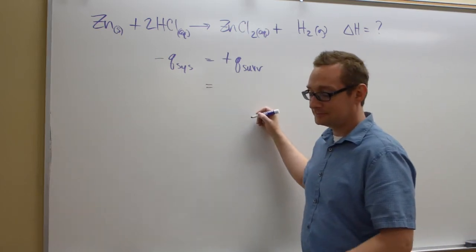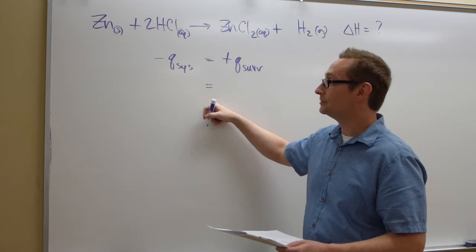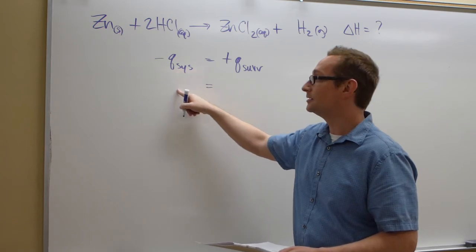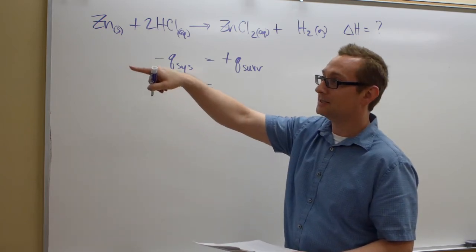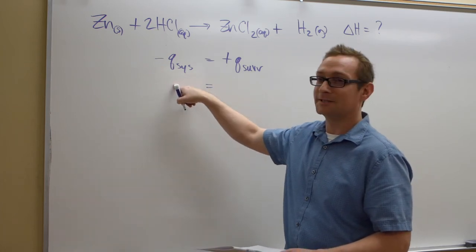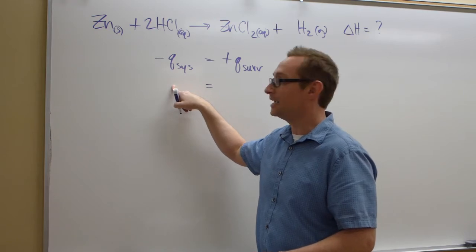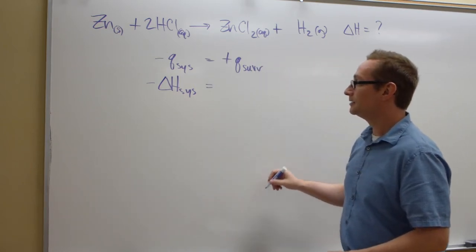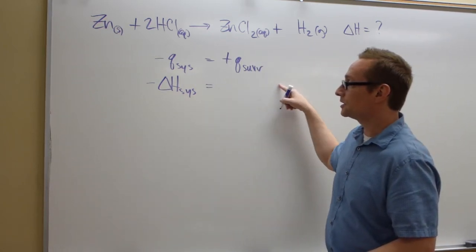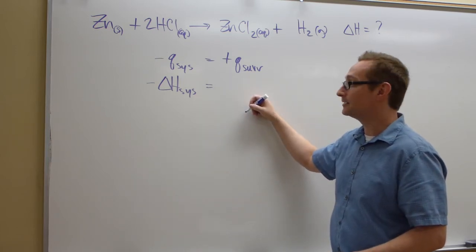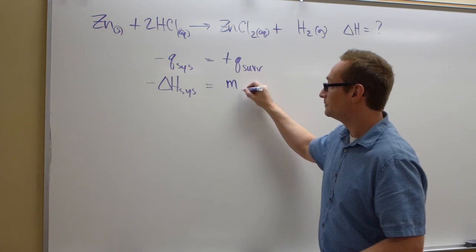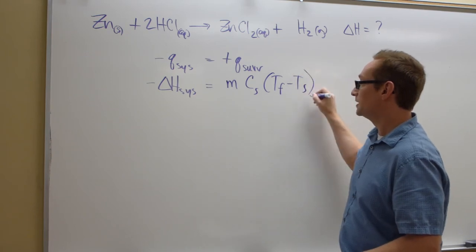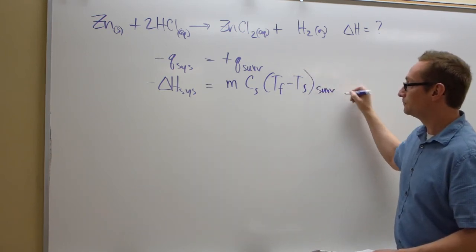Okay, so for a coffee cup, there's no work, it's just heat. So what does Q become here? In the bomb situation, Q became delta E. What does it become here? It becomes delta H. So we're going to say negative delta H system. And what do you think Q is going to become? It's going to become MCΔT, so MCs, T final minus T initial. And this will be for the surroundings.